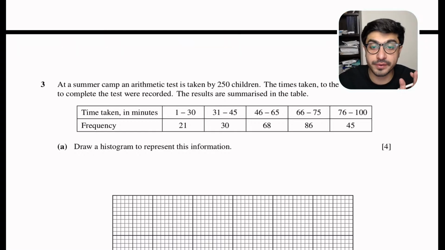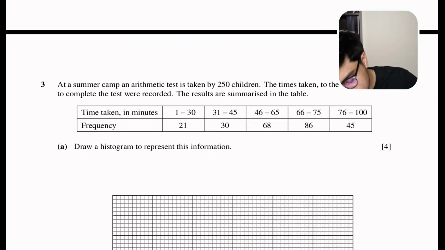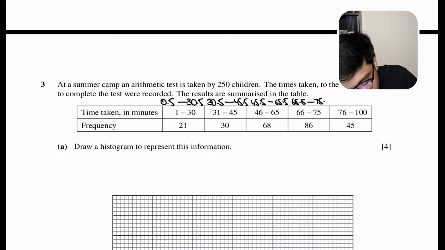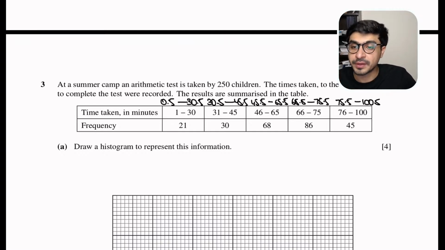Again, the difference is always going to be 1. It's never going to be lesser than 1 or greater than 1, right? So that means this is going to be 0.5 till 30.5, then 30.5 till 45.5, then 45.5 till 65.5, and then 65.5 till 75.5, and then 75.5 till 100.5, and this is how it is going to be done, right?